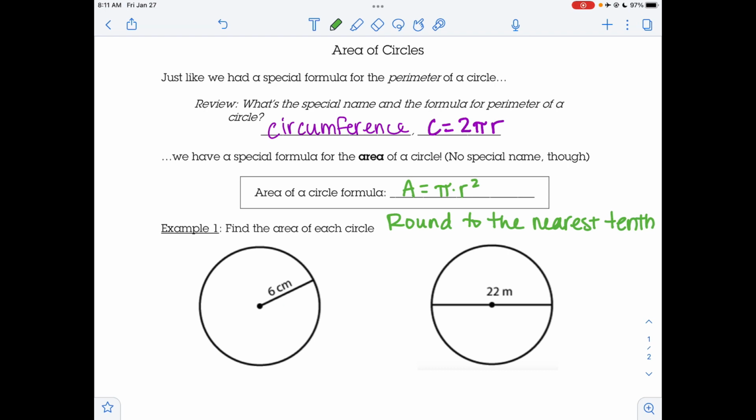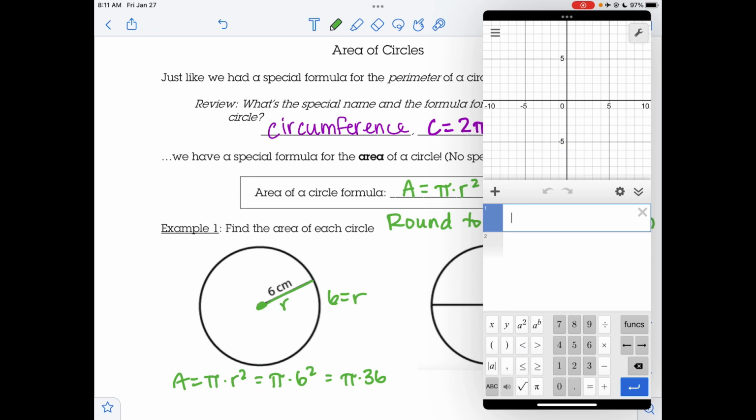We have our radius of 6 centimeters. Remember, radius is from the center out to the edge. So 6 is going to be our r. To fill in our formula then, A equals pi times r squared. We're looking at pi times 6 squared, and 6 squared is 36, so this is pi times 36.